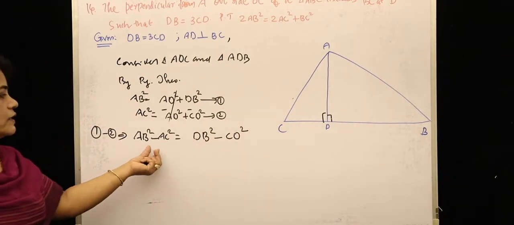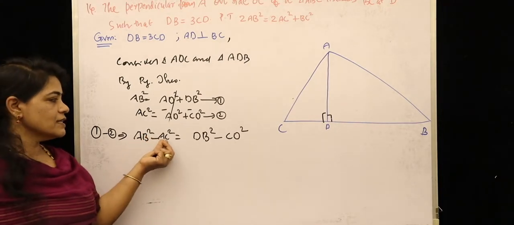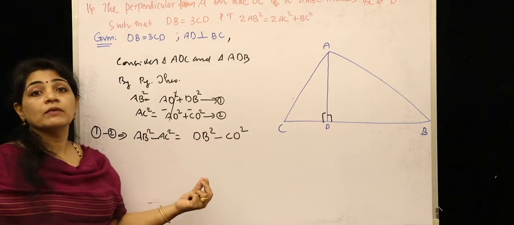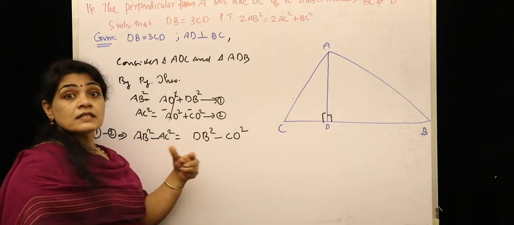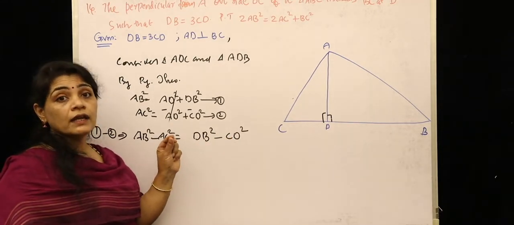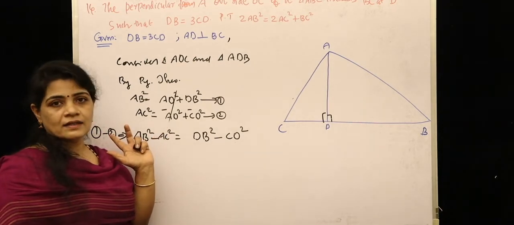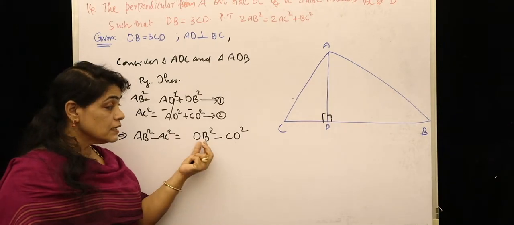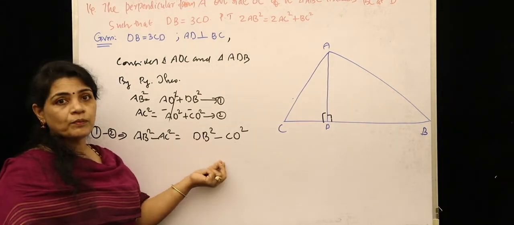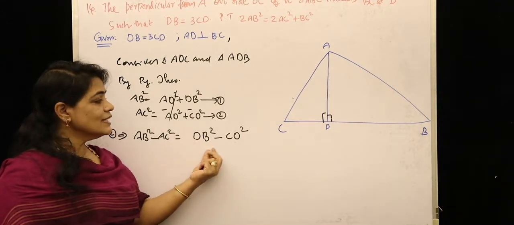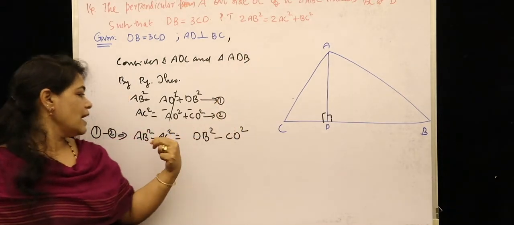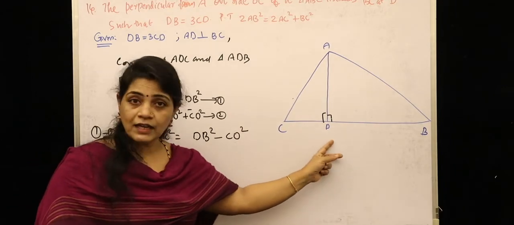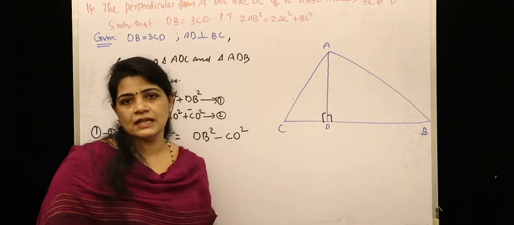Now we have this expression, AB square minus AC square, in terms of DB and CD, but this also needs a substitution and then only you will get the required result. We don't want these terms. The answer should not come in these two terms. So we have to replace this in terms of BC, since AC and AB are here. So in terms of BC, we can concentrate upon this side BC.